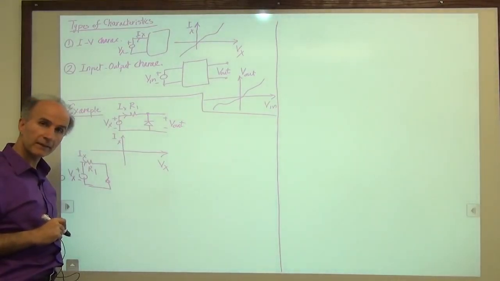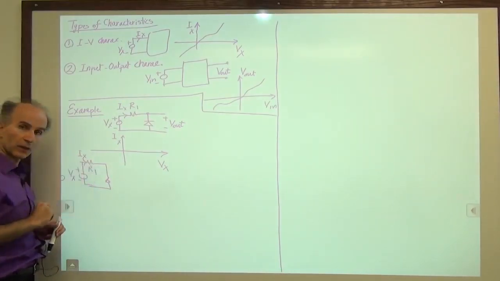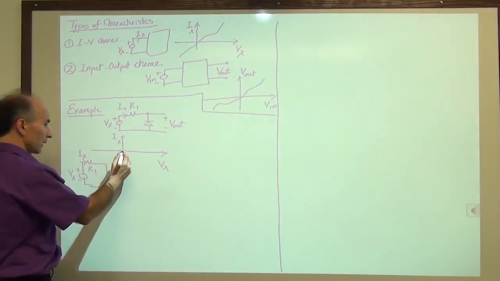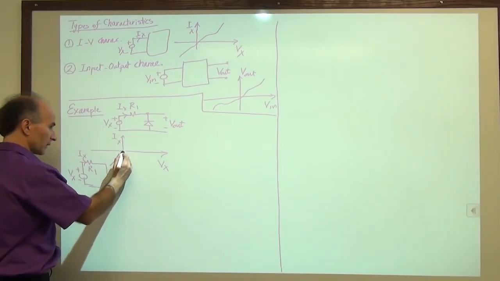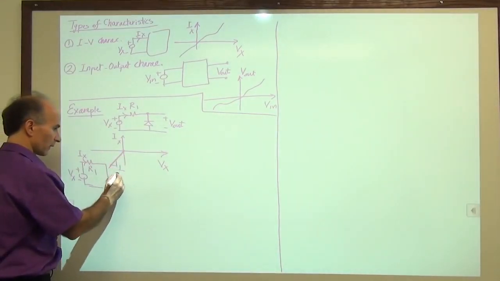So how much is Ix? Well, Ohm's law, Ix is simply Vx over R1. So it's just a plot like so, with a slope of 1 over R1.